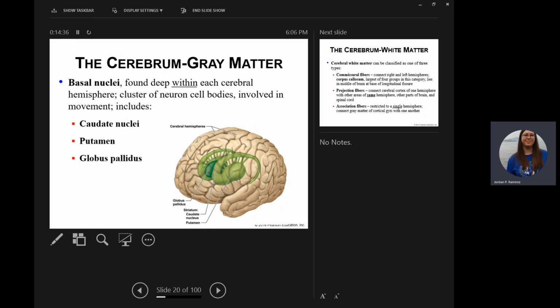All right, so remember, we're still within the cerebrum here. We've not gone on to any other sections. We're still on the first of those 4 different areas of the brain. All right, so the basal nuclei, shown here, are found deep within each cerebral hemisphere, both left and right sides. So it's a cluster of neuronal cell bodies and it is involved with movement. So it has 3 different subdivisions. Generally, I just want you to know it's involved in movement. So it contains the caudate nuclei, the putamen, and the globus pallidus, which again, just parts of this basal nuclei, which is involved in movement. Okay, that's the important part to know.